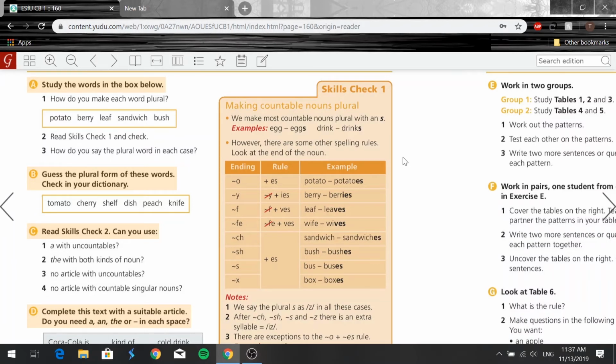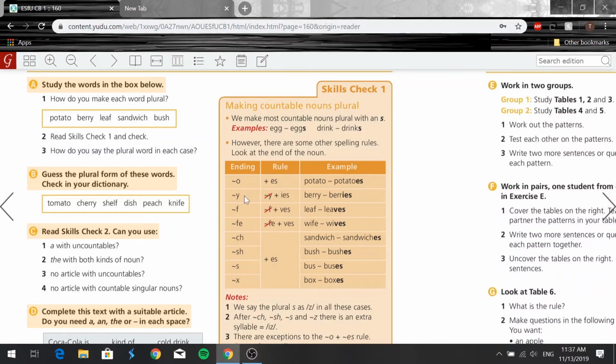However, there are some other spelling rules, okay? So it's not just a simple S every single time. There are other rules depending on the ending or the final letter of the word. For example, if a word ends in O and it's a countable noun, we'll usually add E and S to turn it to a plural word, right? So for example, the word potato, I'll turn it to plural by adding ES. So in this case, potatoes, okay?